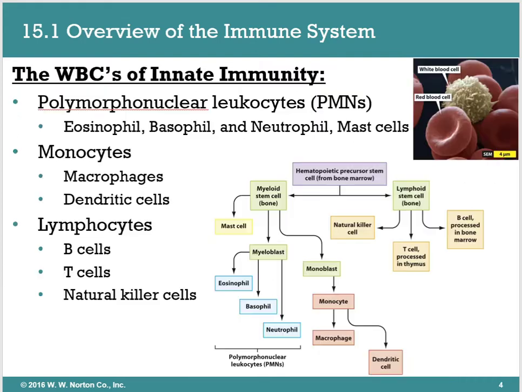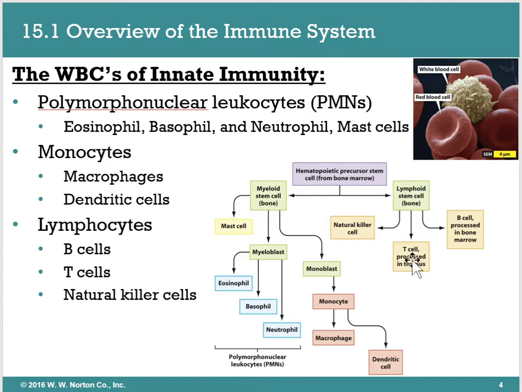So the innate immunity is comprised of white blood cells. All your immune cells come from bone marrow. And then from the bone marrow, they will differentiate according to whatever pathway. So as you see, depending on if it becomes a myeloid or a lymphoid cell will determine its pathway, its cell fate.